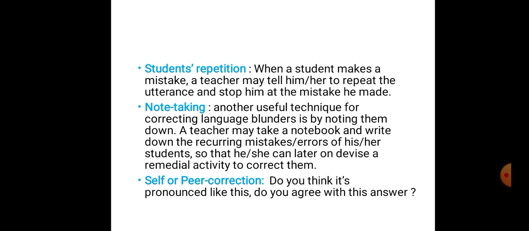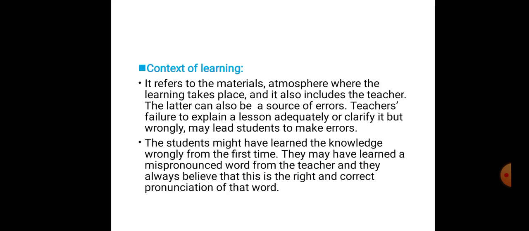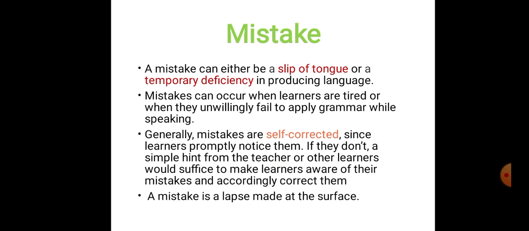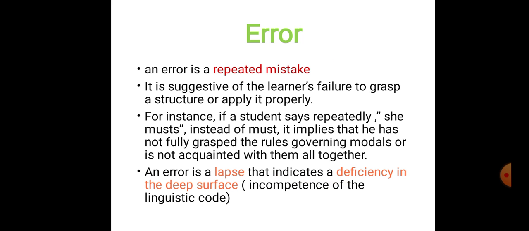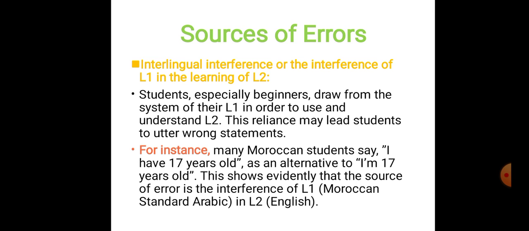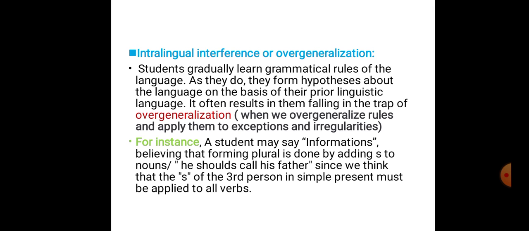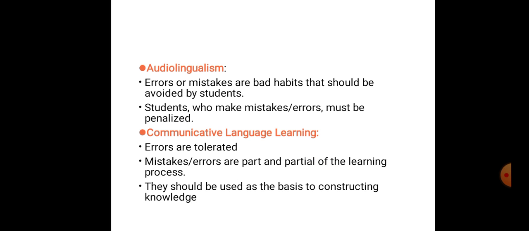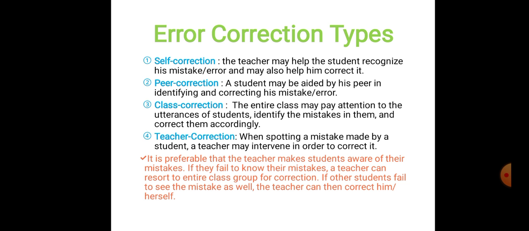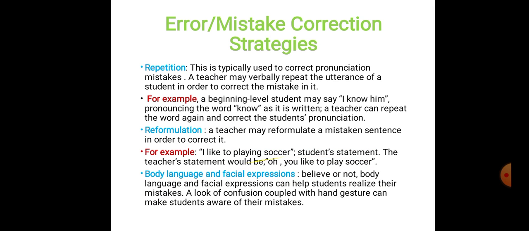So let's go over what we have seen so far. We have seen the difference between a mistake and an error, and we've gone through the sources of errors, the reasons behind errors. We moved on to how approaches and methods consider or see errors and mistakes, and we've gone through error correction types, and we ended up with error and mistake correction strategies.